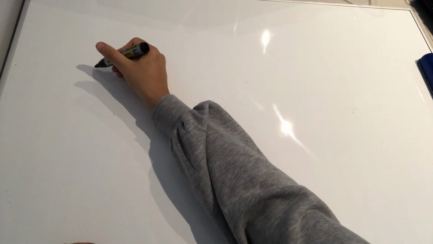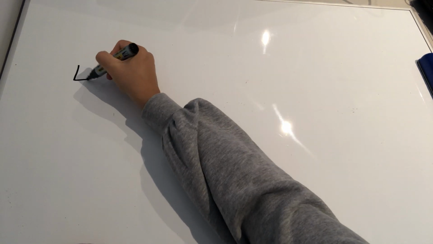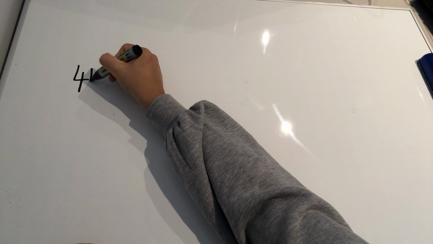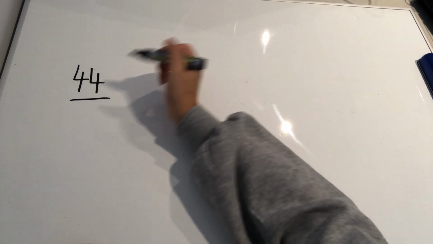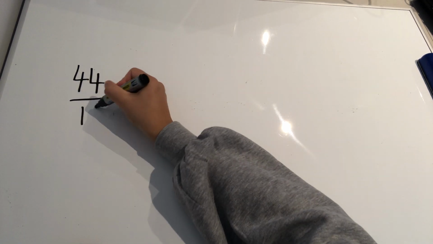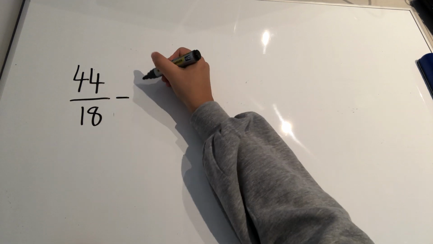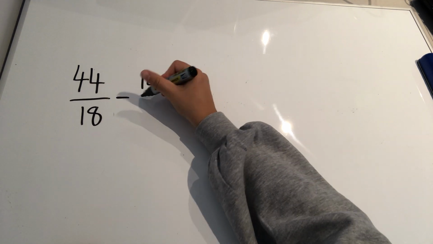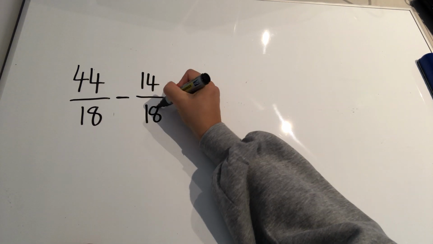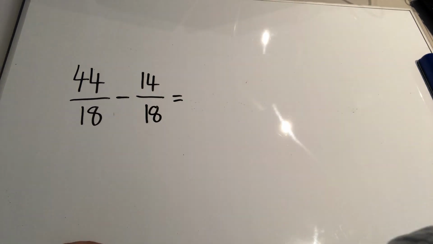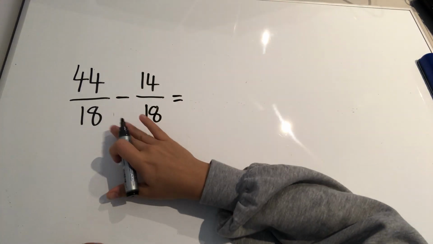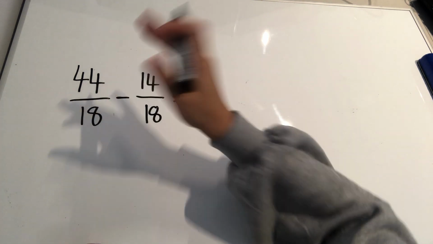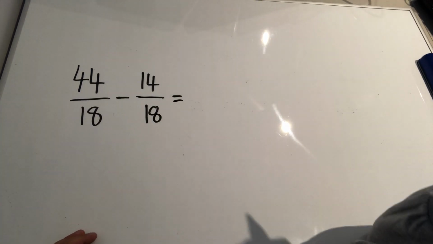So 44 over 18, subtract 14 over 18. So remembering, we do not do anything to the improper fractions yet. We wait till we get our answer.